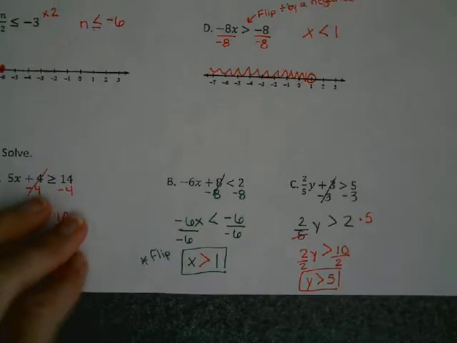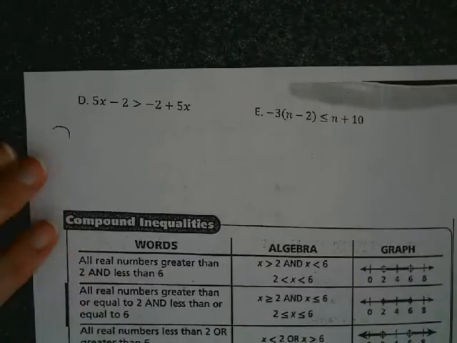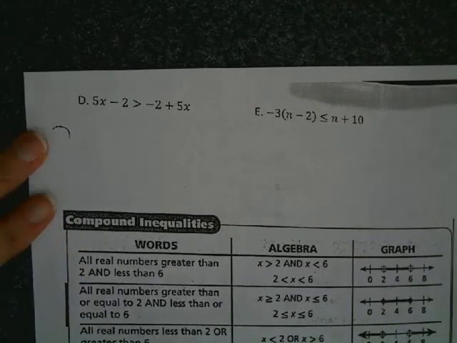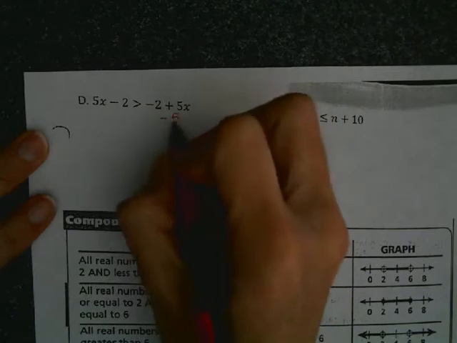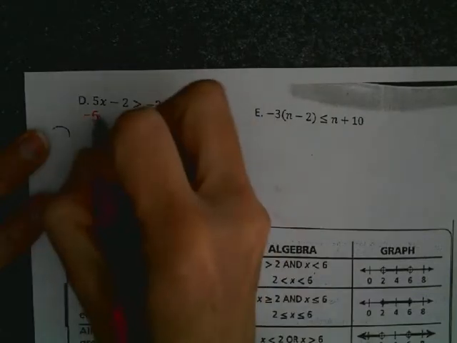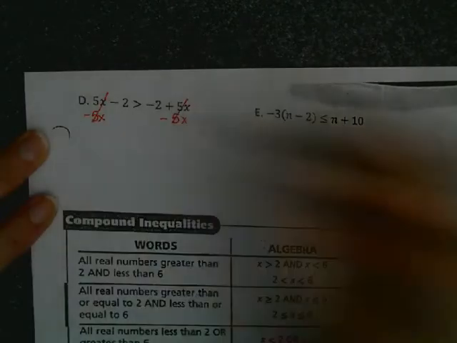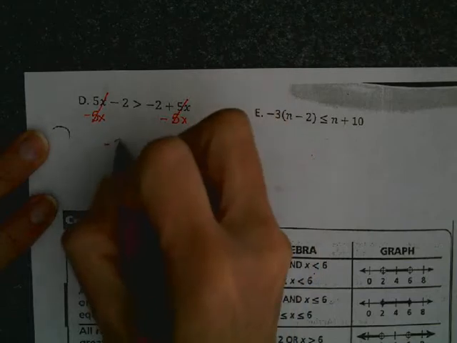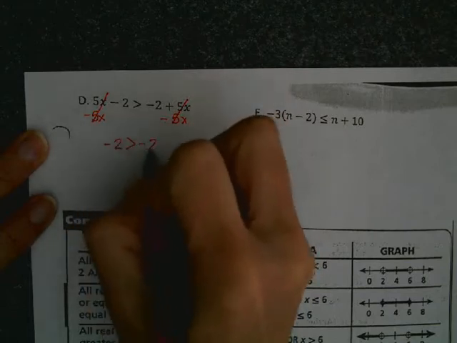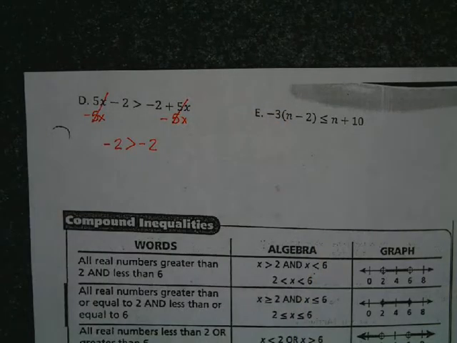Alright, next one is still more solving, just practicing a little bit bigger. When you have variables on both sides, we want to move our variables to one side. This one is a special case though, because if you notice, the x's cancel out. So I have negative 2 is greater than negative 2. Well, can a number be greater than itself? The answer would be no. So it's no solution.